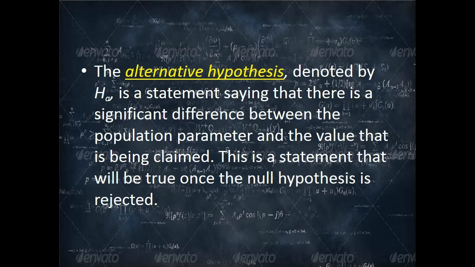The alternative hypothesis, denoted by HA, is a statement saying that there is a significant difference between the population parameter and the value that is being claimed. This is a statement that will be true once the null hypothesis is rejected.